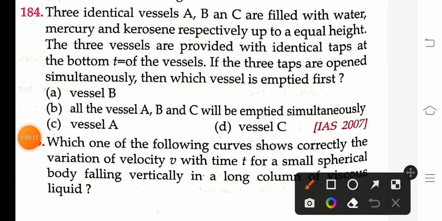Three identical vessels A, B, and C are filled with water, mercury, and kerosene, respectively, up to an equal height. The three vessels are provided with identical taps at the bottom of equal area. If the three taps are opened simultaneously, then which vessel is emptied first? Vessel C.